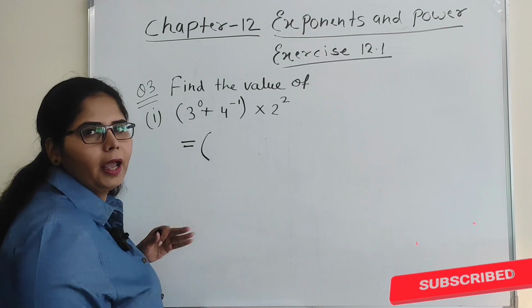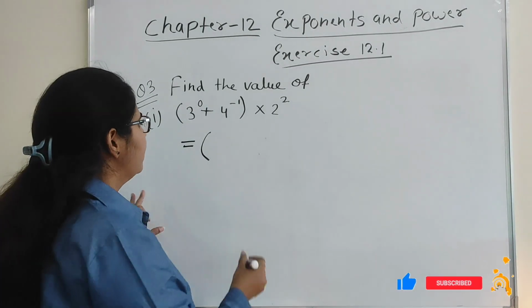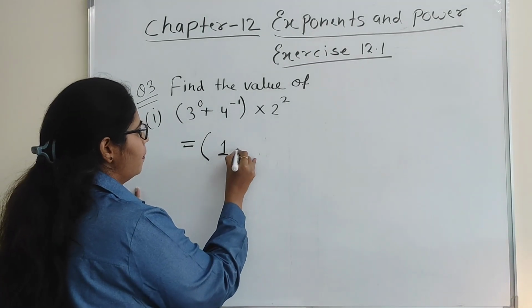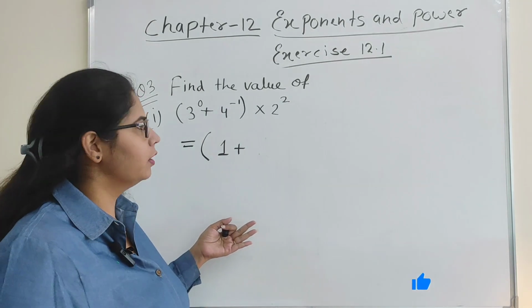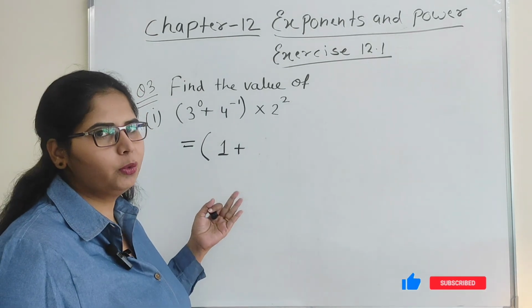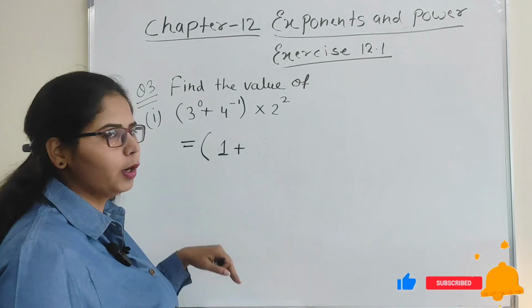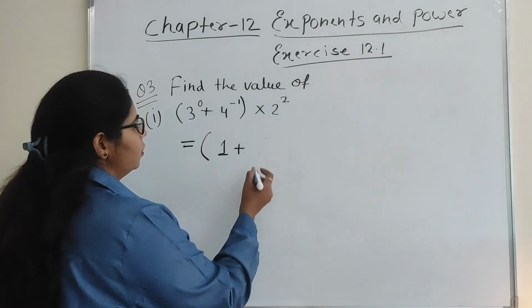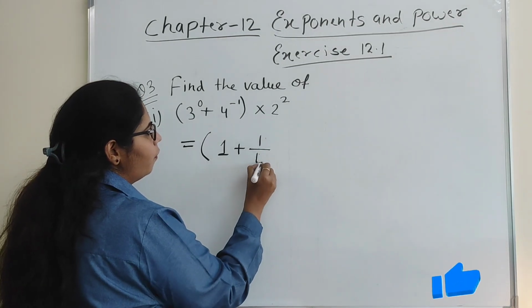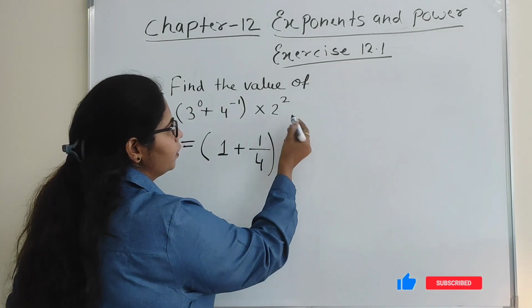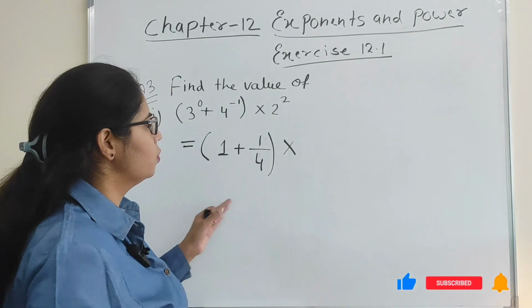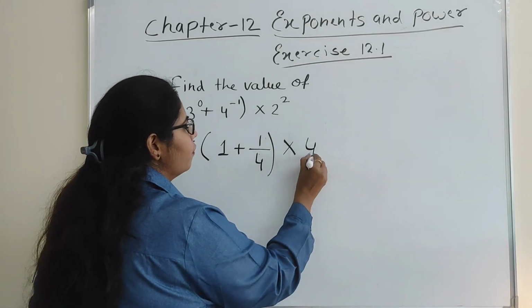We learned that any number to the power 0 is 1, plus 4 to the power negative 1. Now you already learned it: a to the power negative n is 1 upon a to the power n. So I can write it as 1 upon 4, right? Which is multiplied with 2 to the power 2, meaning 2 square, which is 4.